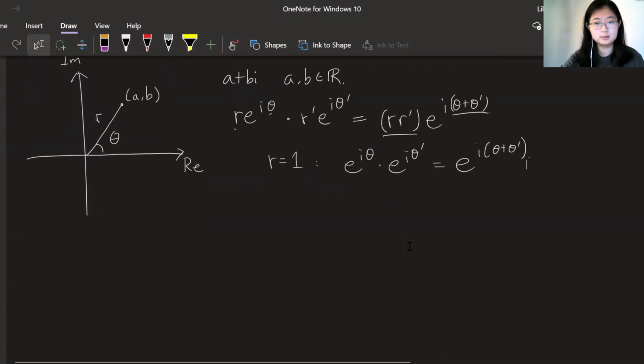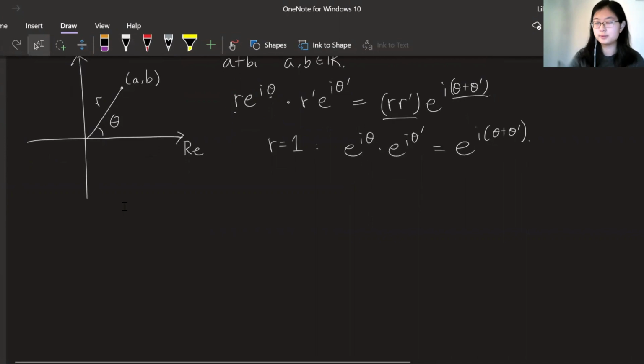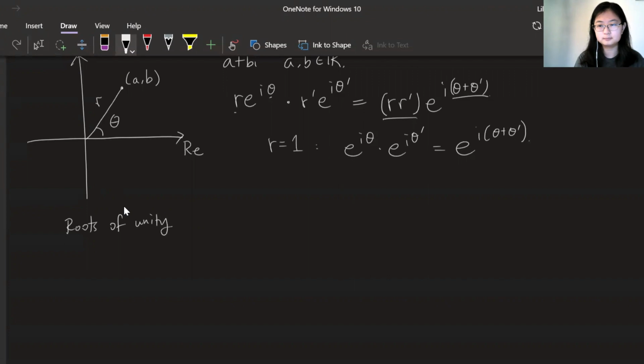All right. From this point of view, if we're multiplying numbers on the unit circle, we have a very nice way of thinking about it visually. Now let's talk about roots of unity. So the definition is that if I have omega to the n equals 1, all the solutions, I call them nth roots of unity.